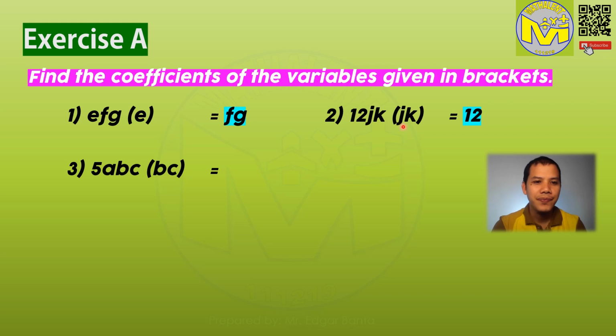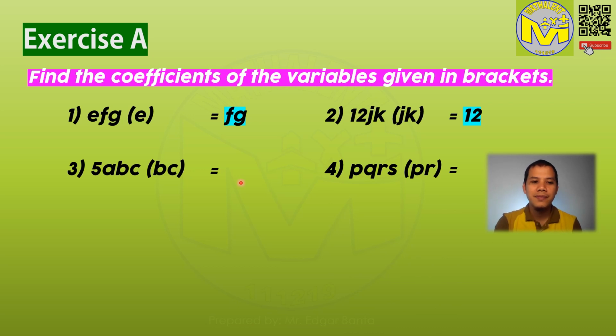Number 3. In number 3, we have 5ABC. What is in the bracket? The variables B and C. So what is the coefficient of variables B and C, or BC? What do you think? So we have B, C, so we have left 5A. Correct. 5A. I will not write. You need to write it yourself.